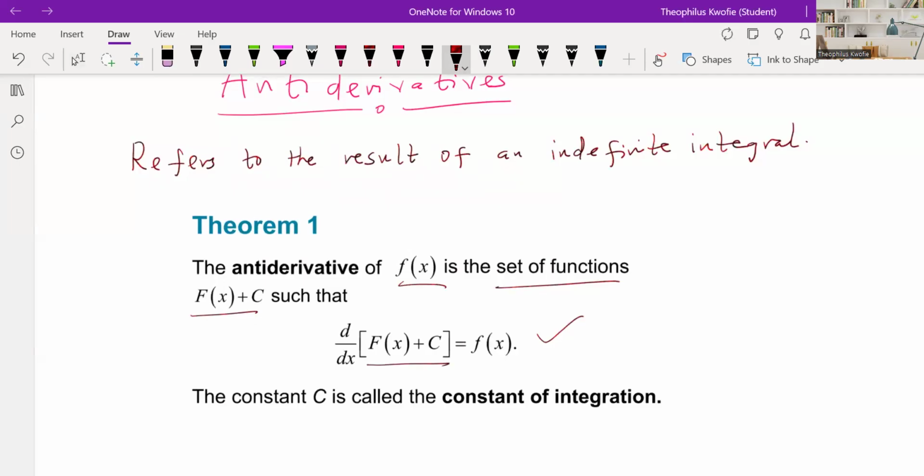And that is just the reverse, because we said the antiderivative is just the reverse of differentiation. So anytime we take the derivative of the antiderivative, we get the original function back. I also want to point out that the constant c is what we refer to as the constant of integration. I will talk more about that as we progress in this journey.